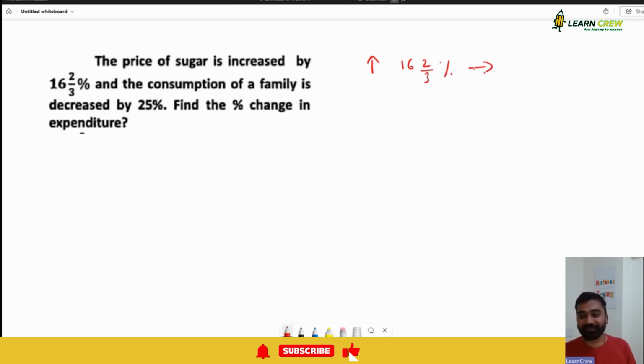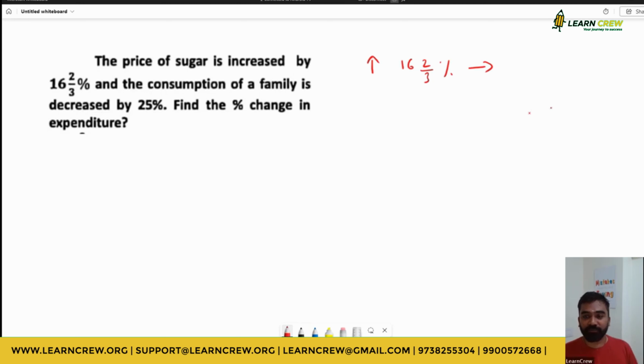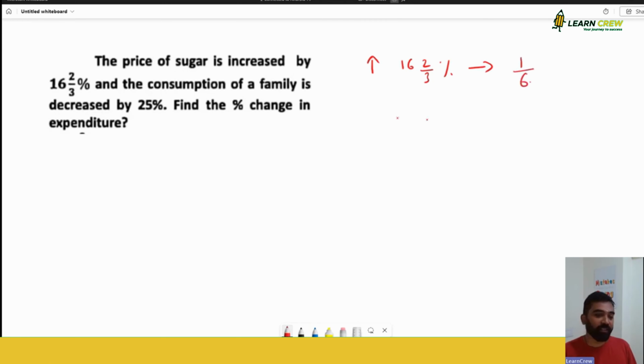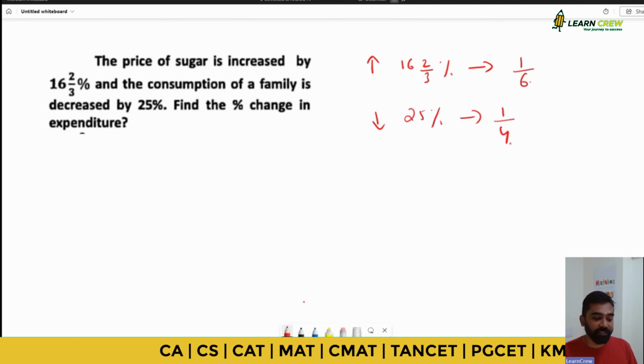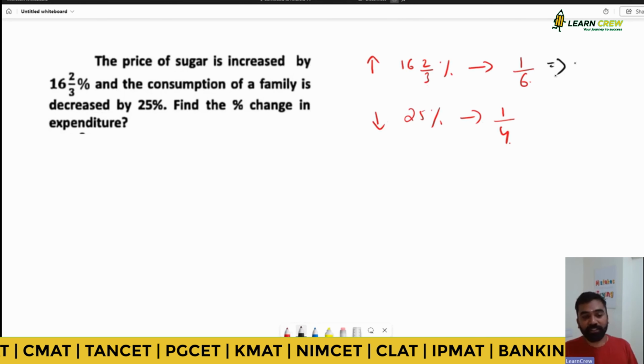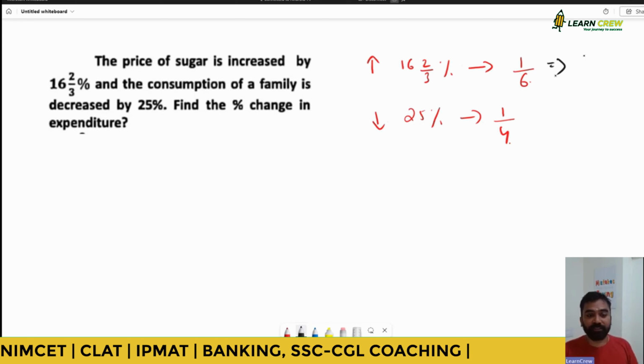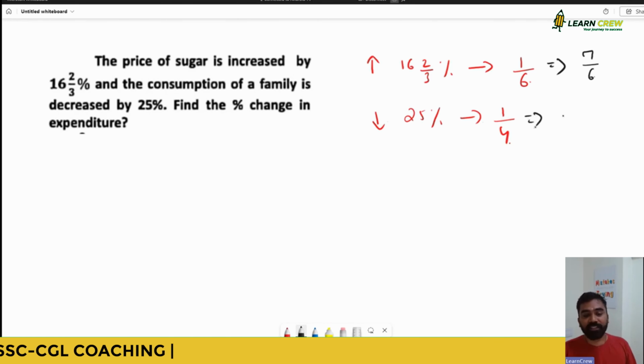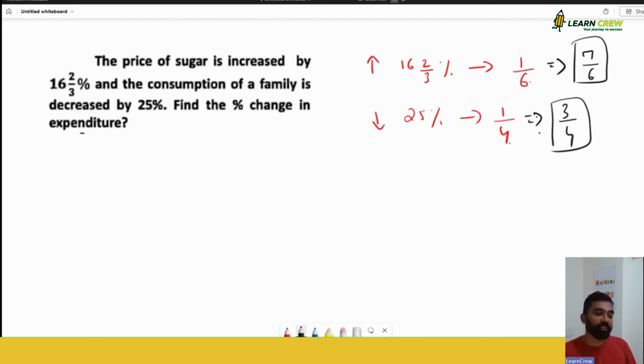Quickly, you should remember it is nothing but 16.66%. What is 16.66%? 1 by 6, right? This is increasing. And the consumption of a family is decreased by 25%. What is 25% in terms of fraction? 1 by 4. This is decreasing. If it is increasing, what's the new fraction? 7 by 6. If it is decreasing, what's the new fraction? 3 by 4. Now these are the things.